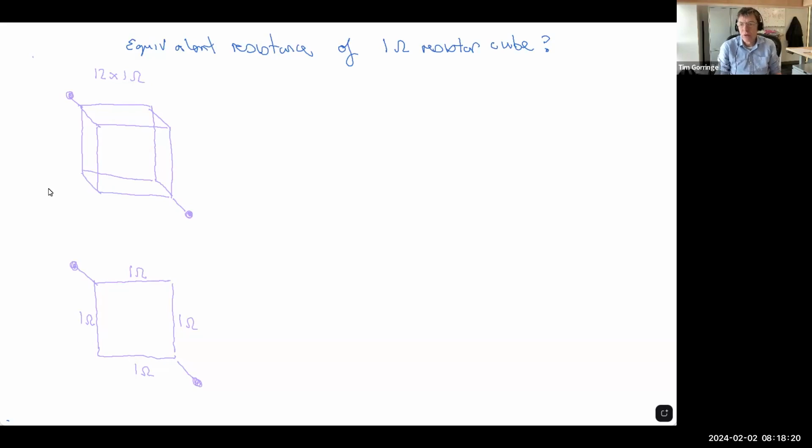I wanted to work through a famous problem of a network of resistors and figuring out the equivalent resistance of the network. This famous problem involves 12 identical resistors that are connected together to form the 12 sides of a cube. I've pictured the arrangement over here on the top left.